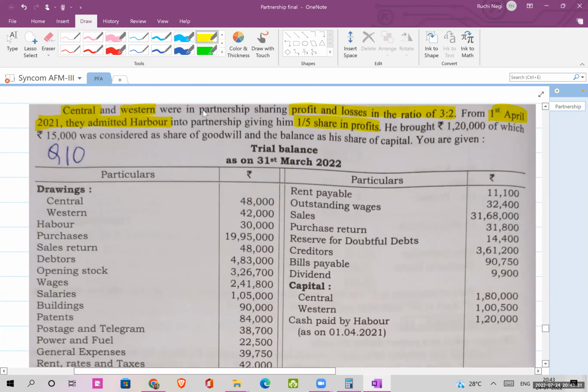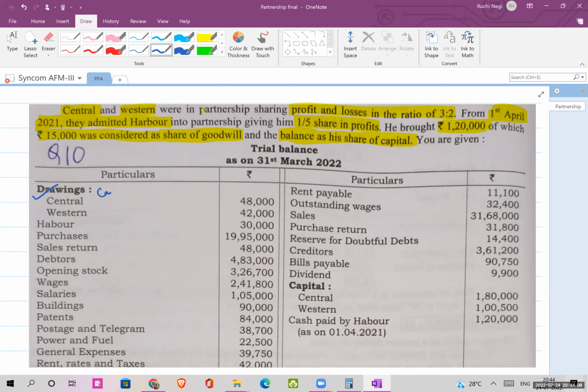in profits. Okay. So this partner is not admitted in between the year. The very first date of the year, he is a partner. Okay. In the sums we did earlier, partners were taken as a new partner in between the year, so the concept of pre and post period was also there. So here that concept is not applicable because on the very first date only he is admitted as a new partner. What did he bring? Harbour brought 1,20,000, of which 15,000 was considered as a share of goodwill and the balance was considered as his capital. Okay. Then drawings.